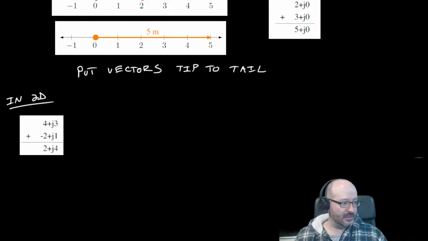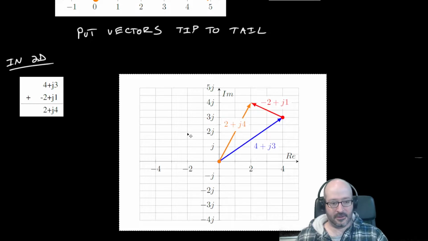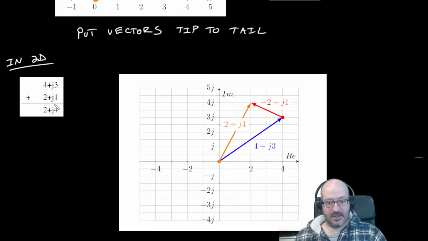Graphically, what's going on is we're sticking these values tip to tail. Okay, so let me grab this graphic and put it down here like this. We're putting the vectors tip to tail. Here's 4 plus J3 in blue, and -2 plus J1 in red. Notice how those are tip to tail. And then the result is the vector that points from the origin to the tip of that second one. 2 plus J4. And that's all we're doing with addition.